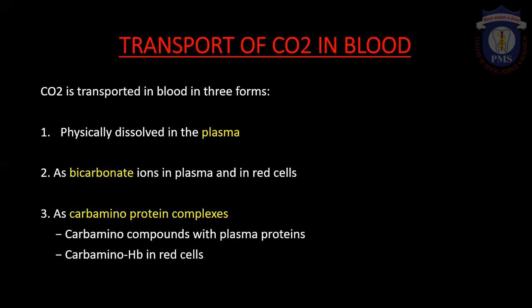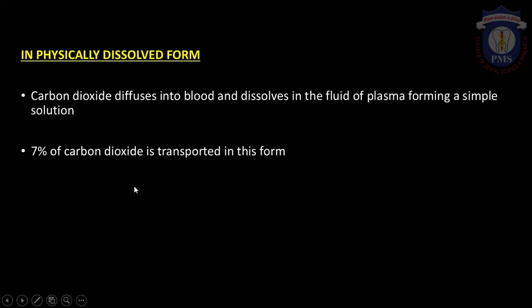So let's see how the carbon dioxide is transported through the blood. The carbon dioxide is transported in three forms. The first one is in combination with plasma. The second form is by the formation of bicarbonate ions, and the third form is by forming carbaminoprotein complexes. So these are the three forms in which carbon dioxide that got diffused into the blood is transported to reach the alveoli of the lung, the major one being the bicarbonate ion. So let's see each one in detail.